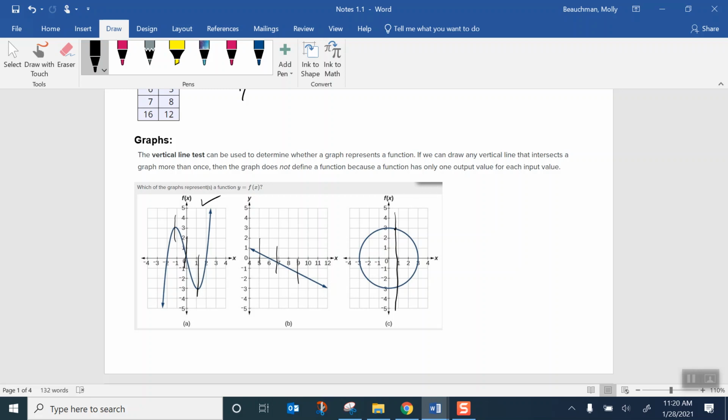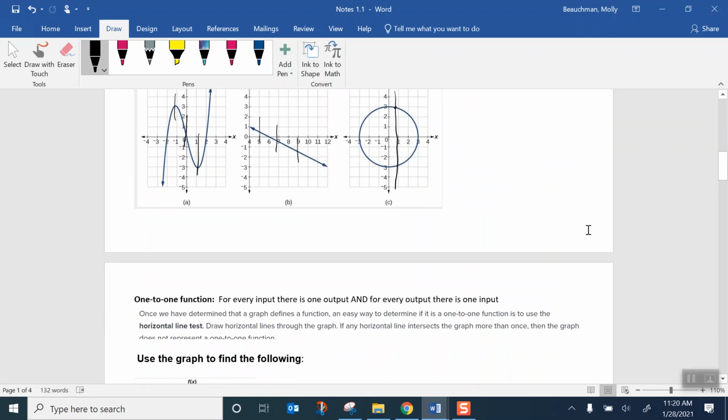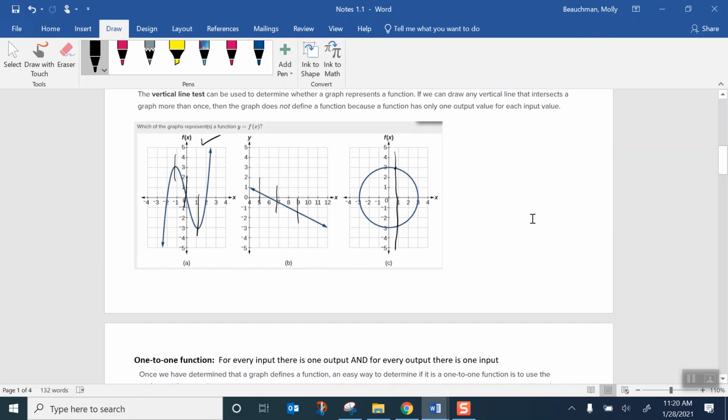So what does that look like in terms of equations? That's the next thing we're going to look at. I want to go ahead and just take a look at the circle for a second and the line.